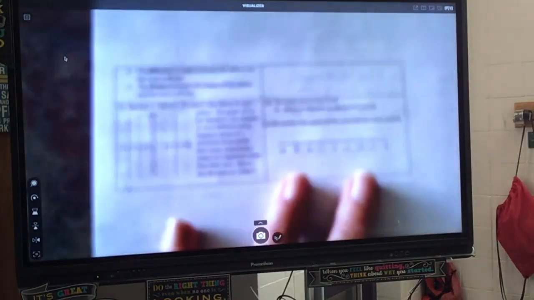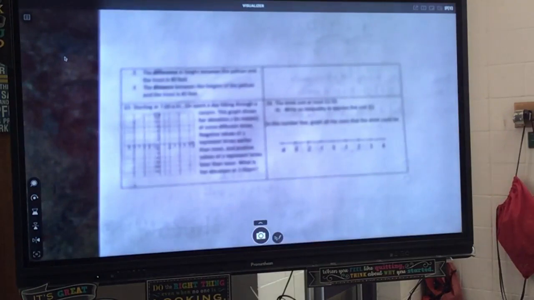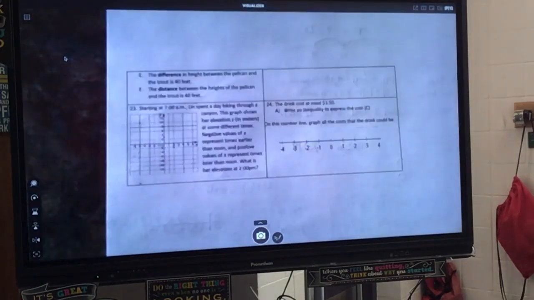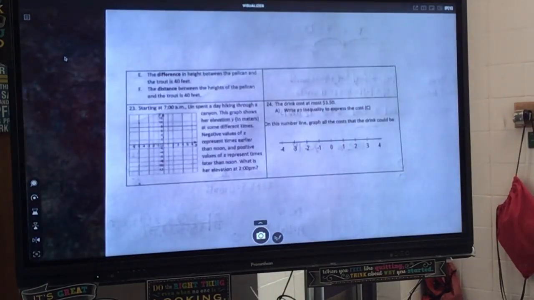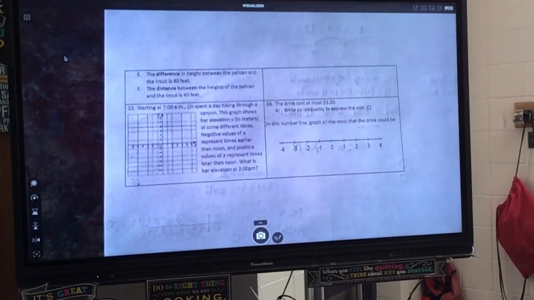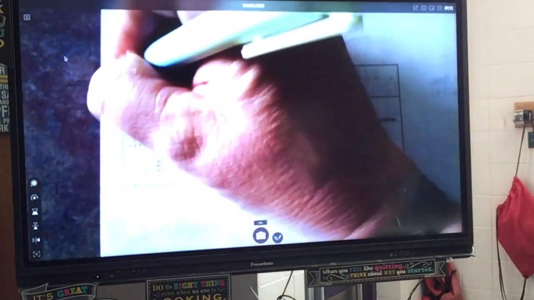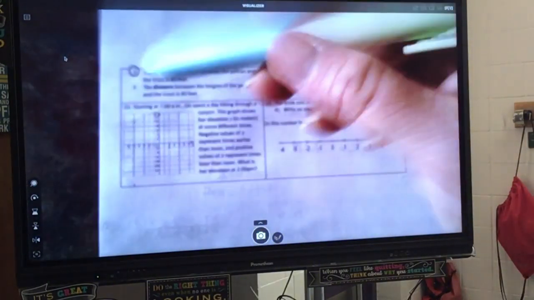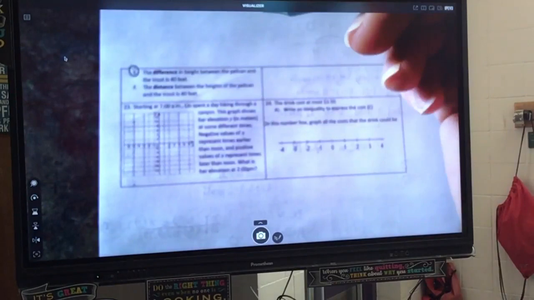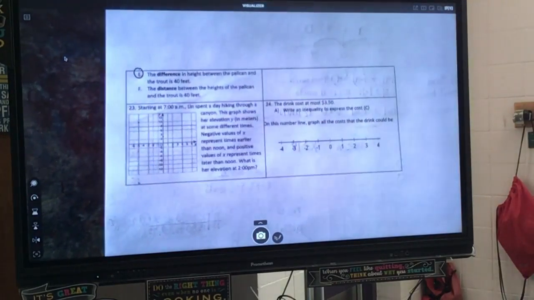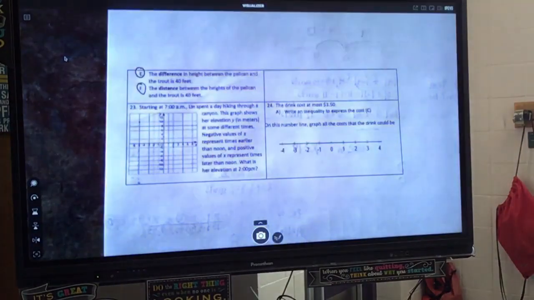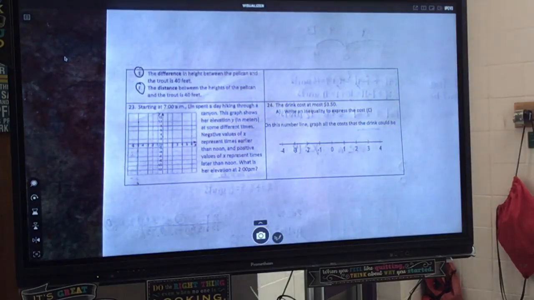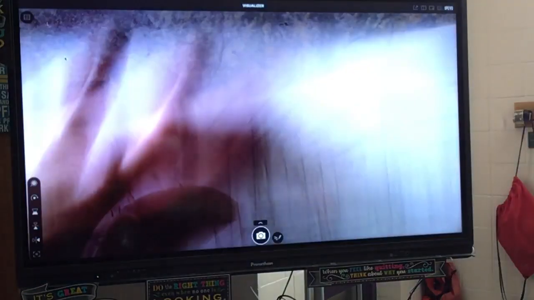E says, if it will focus in, please. Alright, E says the difference in height between the pelican and the trout is 40 feet. Stand up if you pick that one. Okay, that should be correct. And then the distance between the height of the pelican and the trout is 40 feet. Stand up if you pick that one. So that one should also be circled, because the distance and the difference are essentially the same. Okay? Alright, flip it back over so we can finish number 22.